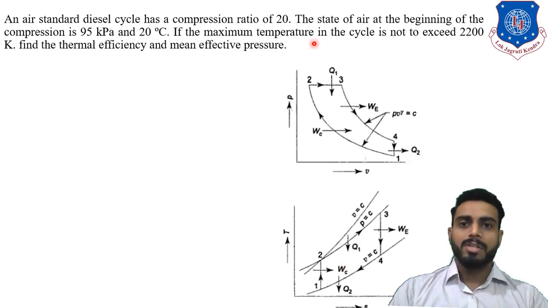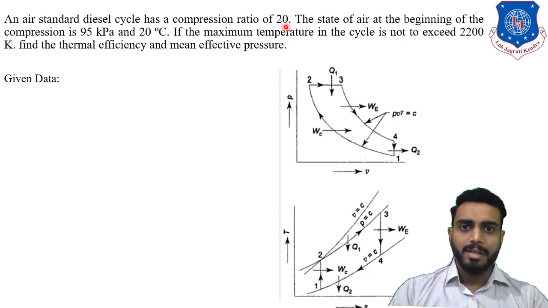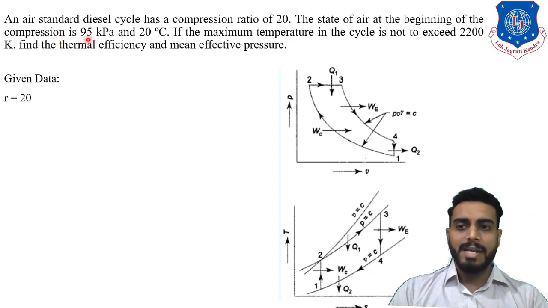Now the given compression ratio R is 20, so we will write it down. The state of air at the beginning of the compression is 95 kilopascal and 20 degrees Celsius. As you can see, the compression is starting from point number 1. So for point 1, the pressure P1 is 95 kilopascal and the temperature T1 is 20 degrees Celsius. We will convert it into Kelvin, so 293 Kelvin.